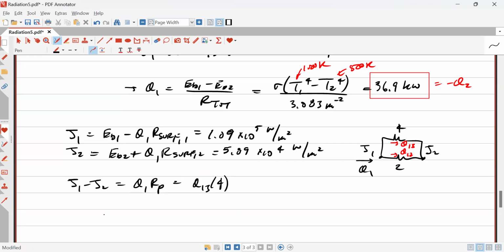So Q1,3 is equal to Q1 times R parallel over 4, and R parallel is 4/3, which we found before. From that, we can get our value of Q13, and it ends up being 12.3 kilowatts.